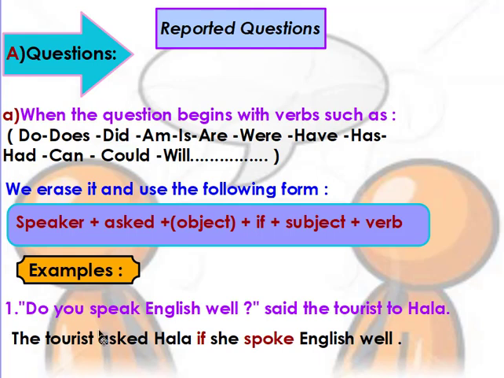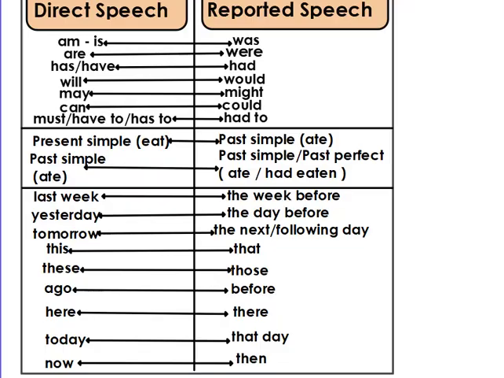Like, "Do you speak English well?" said the tourist to Hala. So the tourist asked Hala if she spoke English well. As we said before, we have to change the tenses from the present to the past and so on. Let's remember this together.